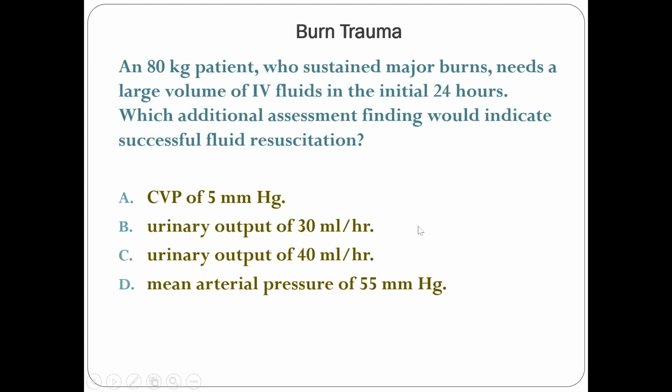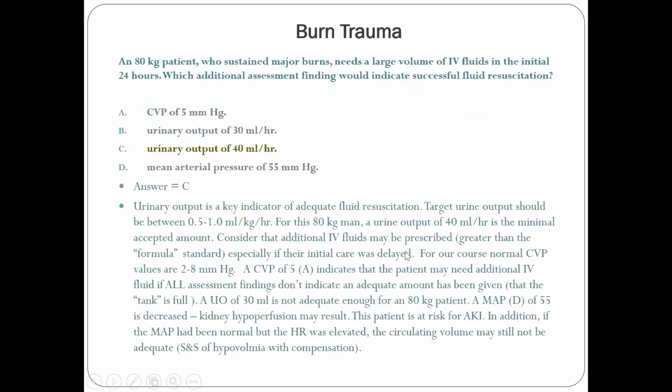Now, for some patients, fluid resuscitation may be good at 5 mils, but the urine output is technically the window into the body. If the kidneys are perfused, then the body has enough fluid. So that's why A and D are not correct.